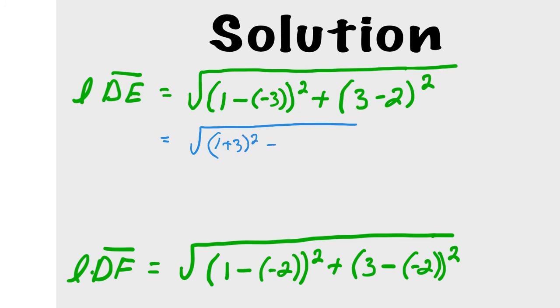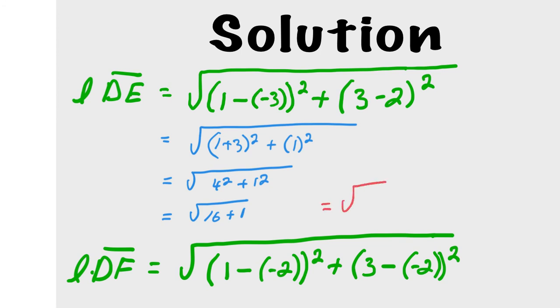And if you can do this step in your head, go ahead. 3 minus 2 is 1. And now we're going to get 4 squared plus 1 squared. That's going to be 16 plus 1. And so that is the square root of 17. I'm going to leave it as an exact figure for now.